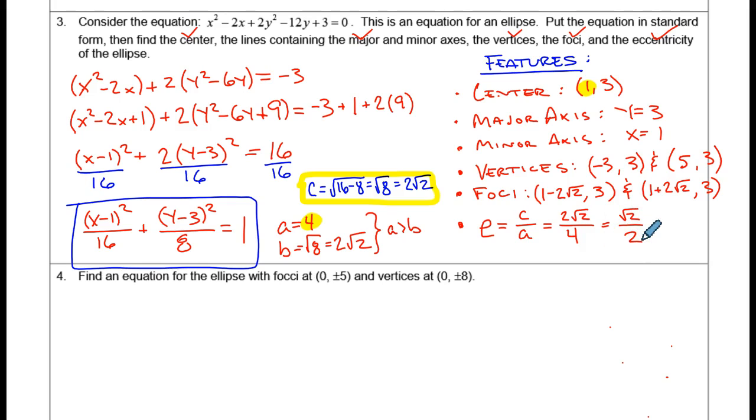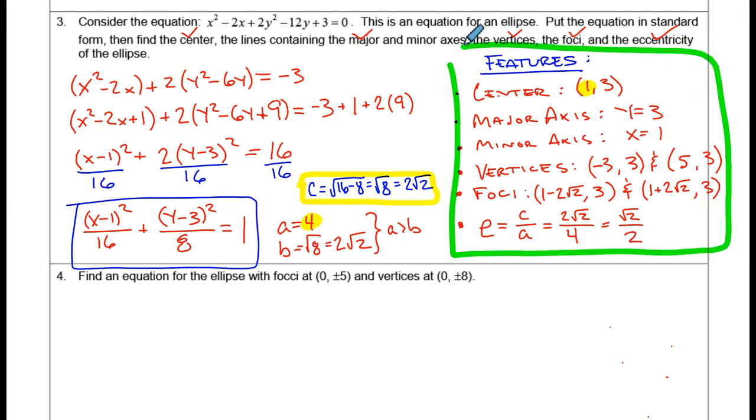And I think that's it, folks. We've captured all the information we've been asked there, and it is all contained right here in this nice little bulleted list. It's all the features of this ellipse. Okay, let's move on to example question number 4.